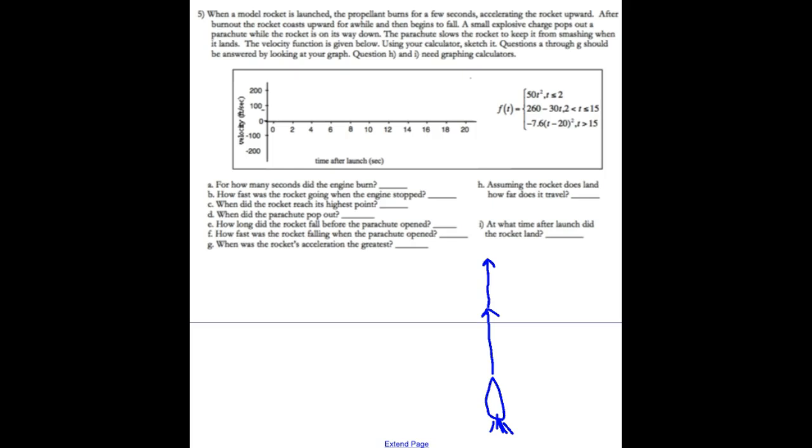Then at some point, gravity is going to take over, and the rocket's going to start to fall, and it's going to fall faster and faster, but then a parachute pops open to slow it down before it hits the ground. Its velocity is being modeled over time in feet per second. It's a piecewise function, so go change that to v of t.